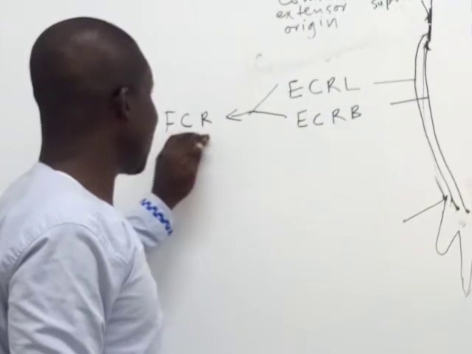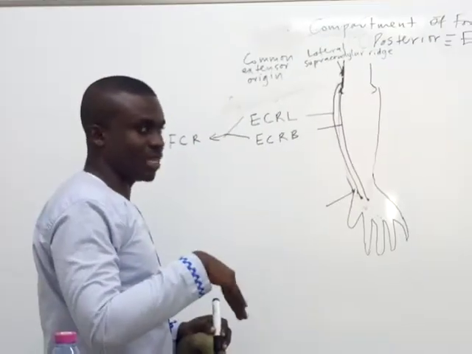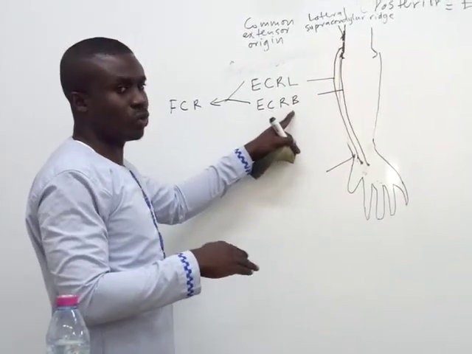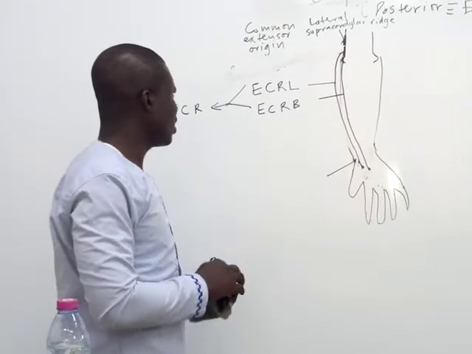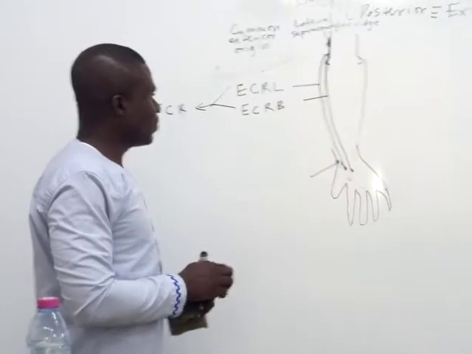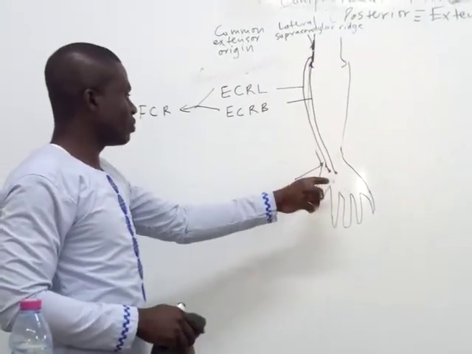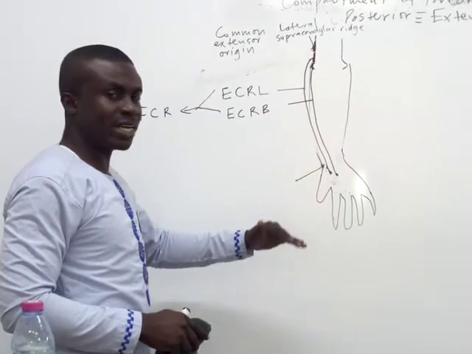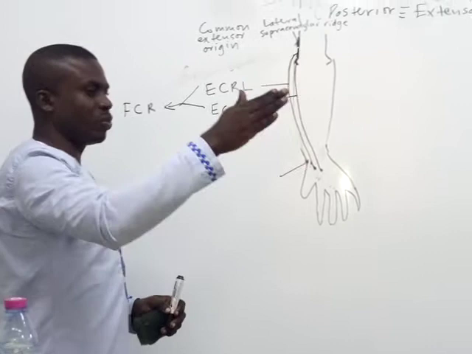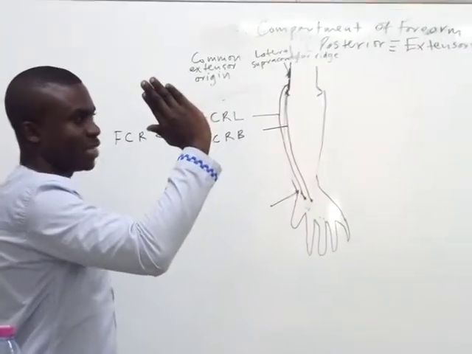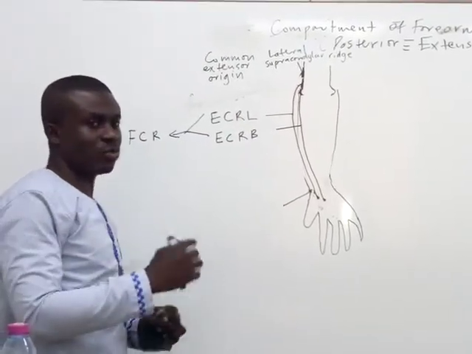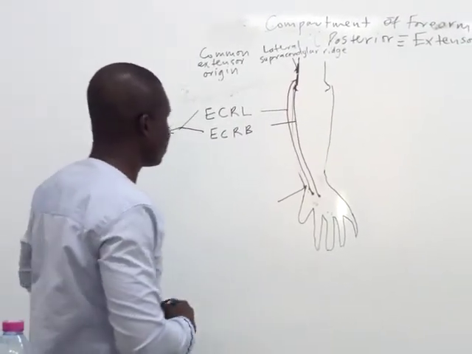As flexor carpi radialis is going to do what we call palmar flexion, extensor carpi radialis longus and brevis will do what we call dorsiflexion. Therefore, they are antagonists. But in the same vein, they are synergists. The reason being that they are both inserting to either the anterior aspect or the posterior aspect of the base of the second and third metacarpals, and therefore they help in what we call radial deviation of the wrist. Although they are antagonists as far as dorsiflexion and palmar flexion are concerned.